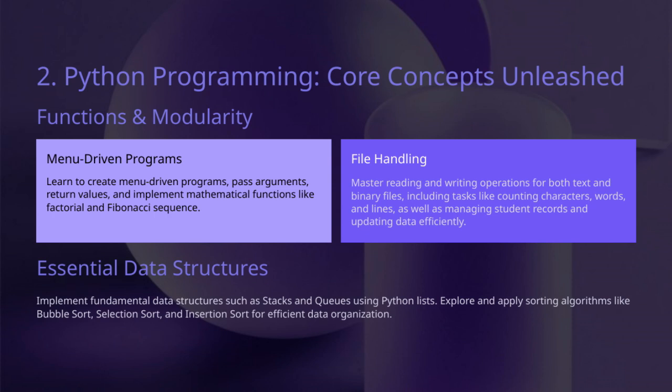Next, we look at essential data structures, like stacks and queues, which we can implement easily using Python lists. These structures form the backbone of many algorithms and applications. Moving on, exploring sorting algorithms like bubble sort, selection sort, and insertion sort helps us organize data effectively, which is fundamental for data processing tasks.